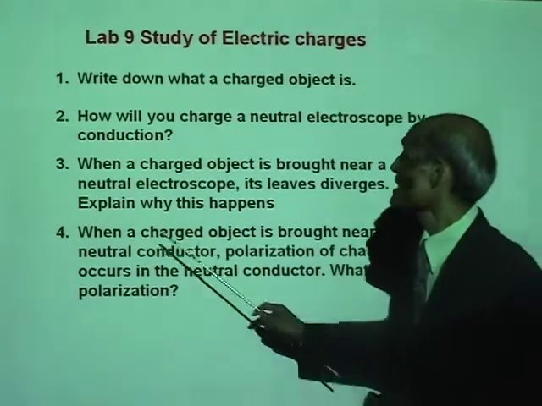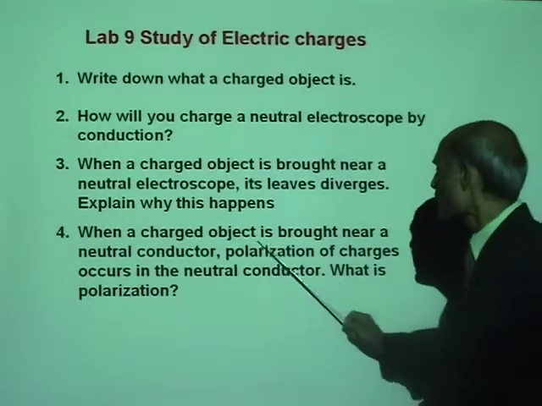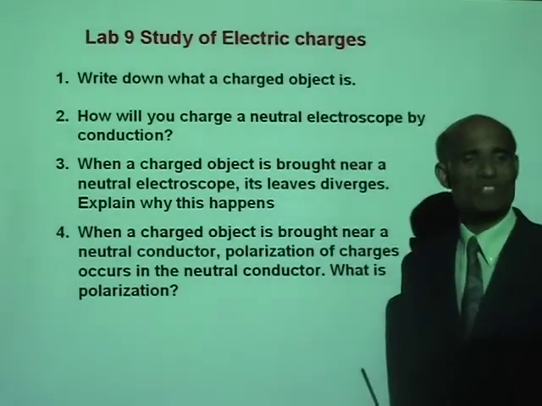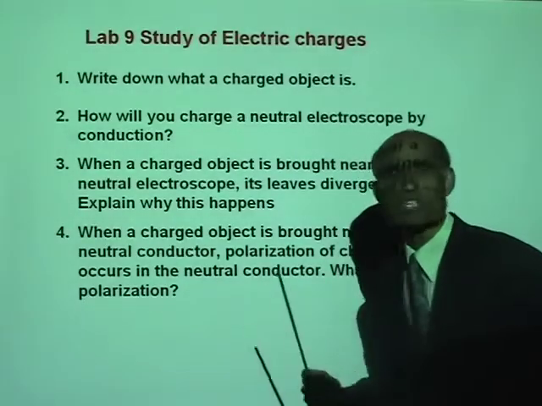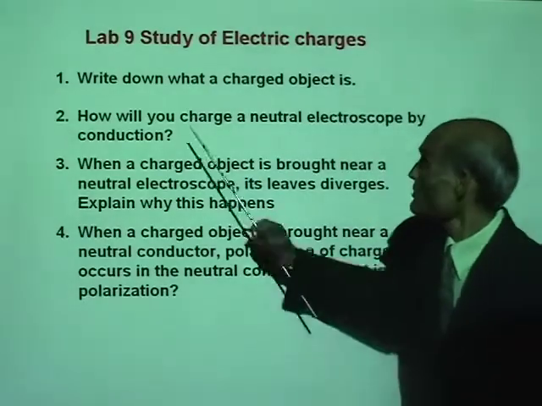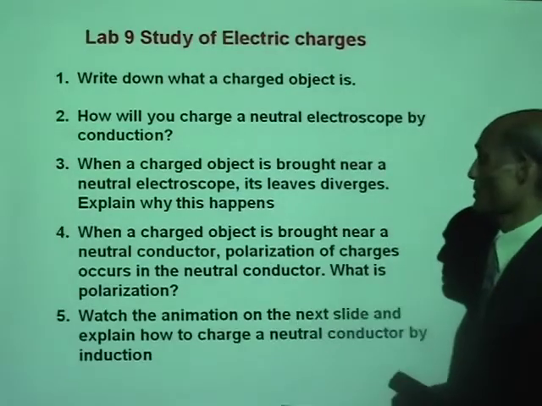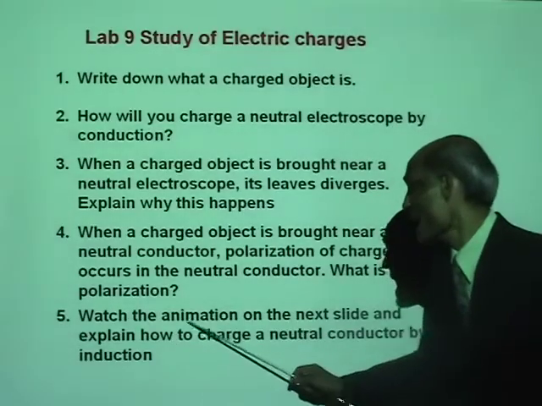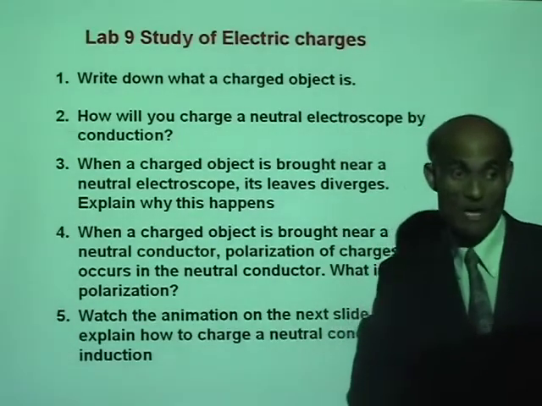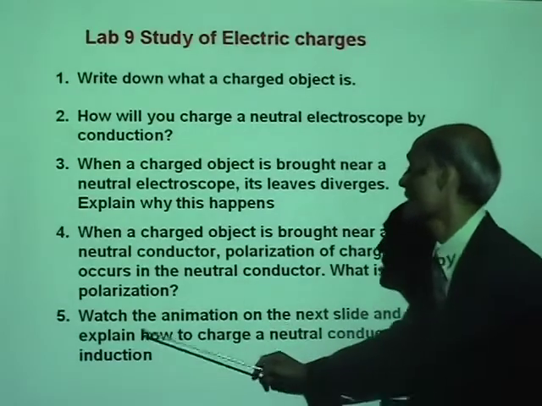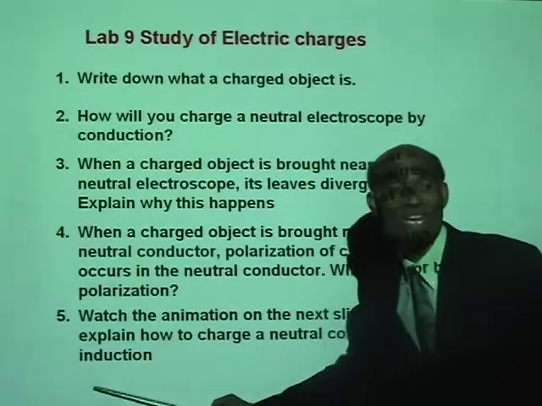Alright? When a charged object is brought near a neutral conductor, polarization of charges occurs in the neutral conductor. Now, tell me what you understand by the term polarization. So answer these 4 questions. And now I'm going to give you a scenario. Watch the animation on the next slide. Watch it very carefully. This is a lab, so you've got to observe. Watch the animation on the next slide and explain how to charge a neutral conductor by induction.